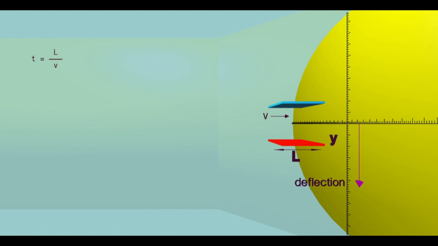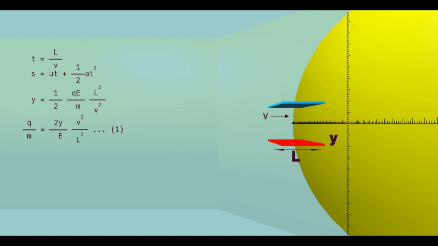Since there is no acceleration in the x direction, the horizontal velocity v will stay constant, so time inside the field region t will simply be L upon v. And in the y direction, since the acceleration is constant, we can apply our favorite equation of motion s = ut + ½at². And substituting the values, we get the y deflection as ½(qE/m)(L/v)². And rearranging, we get the charge to mass ratio q/m to be 2yv²/EL².